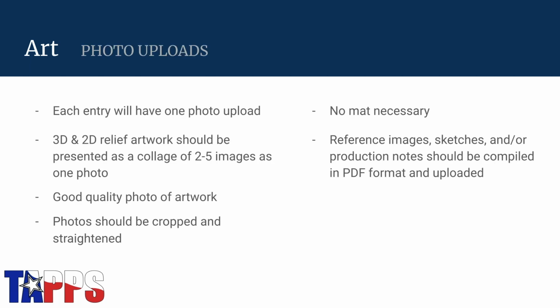So let's talk about the photo uploads for our entries. Categories 1 through 14, each entry will have a single photo upload that you'll enter into Varsity Hype. For 3D and 2D relief artwork, those will be presented as a single upload as well. However, you can include 2 to 5 images as a collage for that one photo upload. You want to make sure that your photos are good quality photos for the artwork to present it in its best light. Photos should be cropped and straightened so that the judges are getting a great view of the artwork. There is no mat necessary, so that's going to save you some time and money and effort, as we want the photo to be as close to the full image as possible.